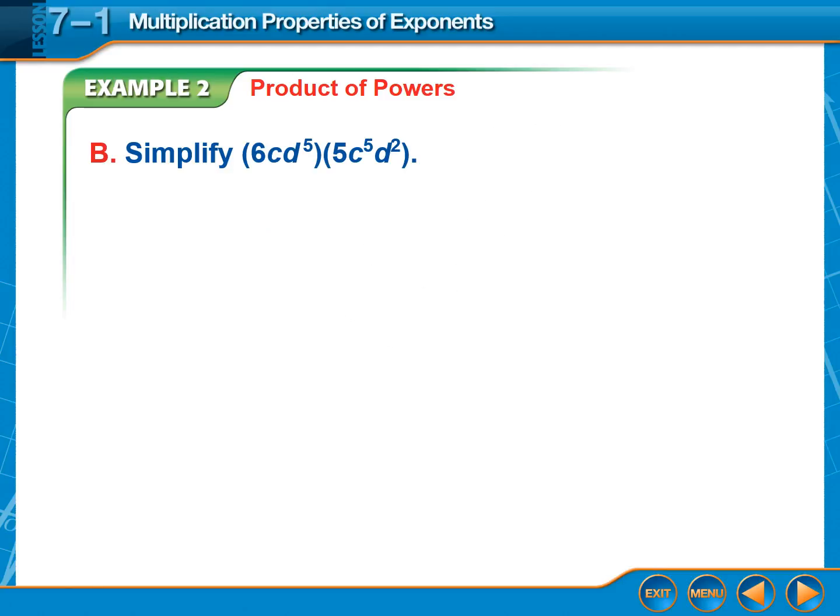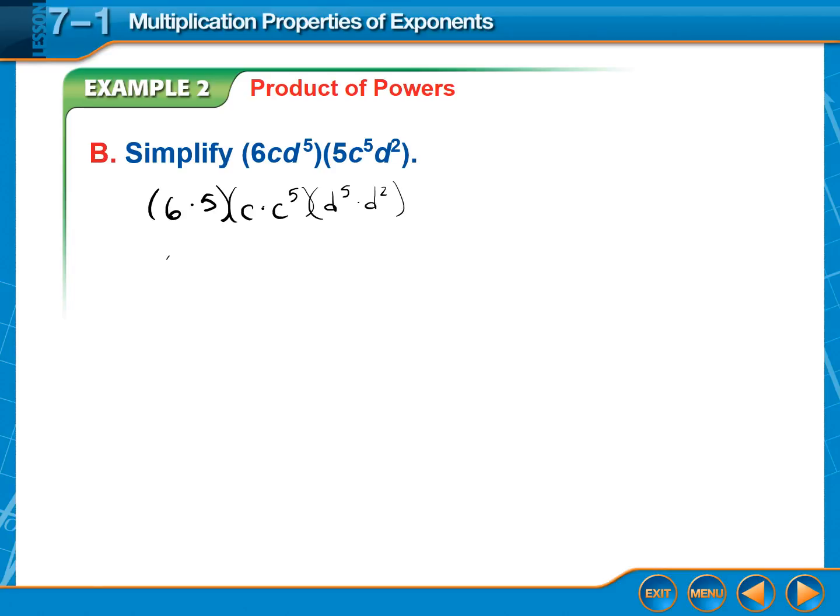Okay. Same thing here, 6cd to the 5th power times 5c to the 5th d squared. What I want to do is rewrite the expression so that my numbers are together and my like bases are together. So that's going to give me 6 times 5. So pull those numbers out. Then I've got c times c to the 5th power. So I put my c's together. And then I'm going to put my d's together. d to the 5th times d squared.